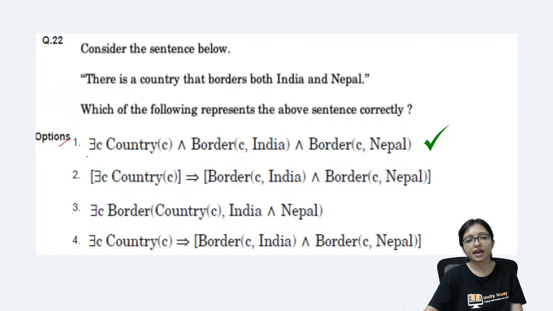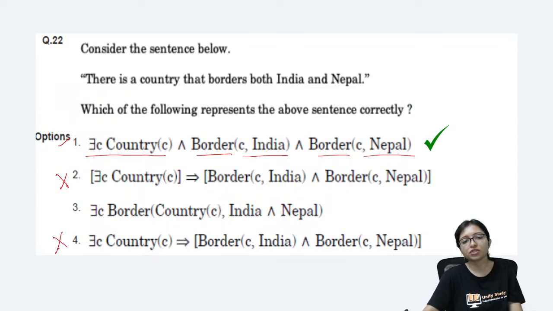So here there exists a country C, and C borders India and C borders Nepal. Here you can see that, and it will be your answer. Very good everyone. Option 2 and option 4 are not correct. Why option 2 is not correct, ma'am? Why option 4 is not correct, ma'am? Just now I was telling that.